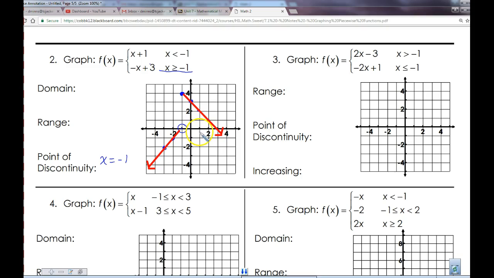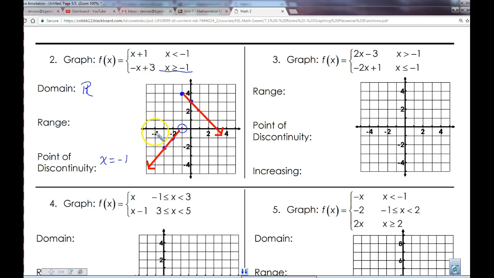Domain and range, we simply have to take a look and say, okay, what's happening with the x's, what's happening with the y's? First of all, domain. Well, I've got x less than -1 and x greater than or equal to -1. So isn't my domain just all real numbers? Sure, because x is everything less than -1, everything greater than or equal to -1. My domain is all real numbers. And you can see that. Every real number, every x value is used.